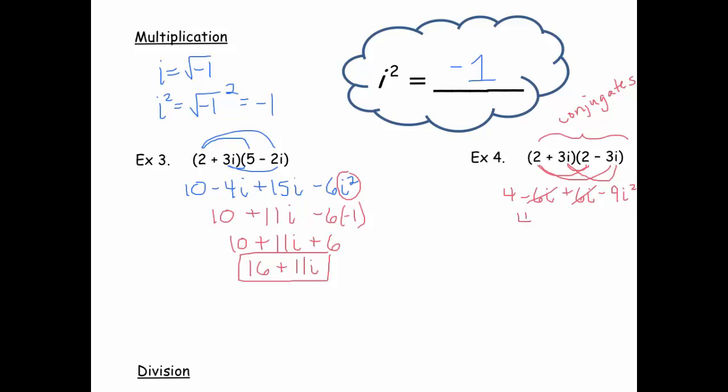So we have 4 minus 9. Oh, and instead of writing i squared, let's replace that with a negative 1. So I really have 4 plus 9, which is 13. So it looks like when we multiply conjugates, we are going to wind up with just the real part of a complex number. Okay, remember that. If you're ever multiplying conjugates and you get an imaginary part to your answer, something must be wrong. So let's talk more about this idea of a conjugate.